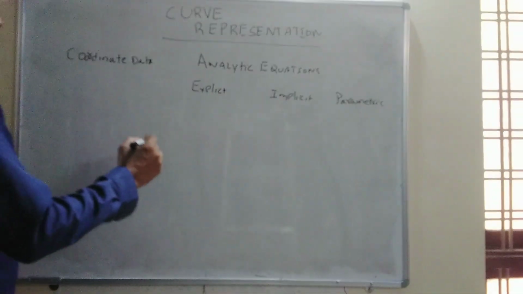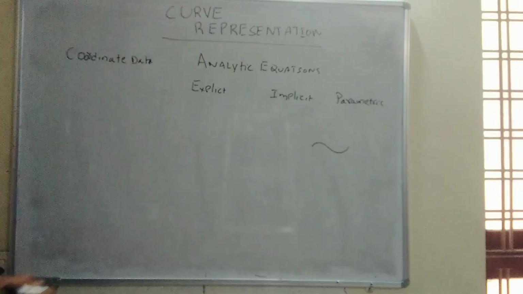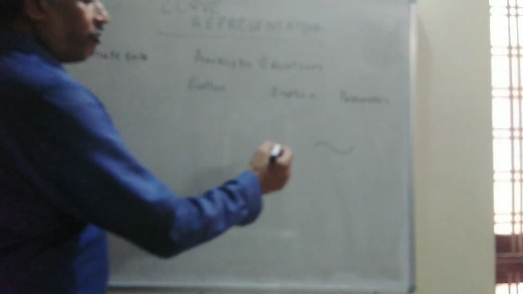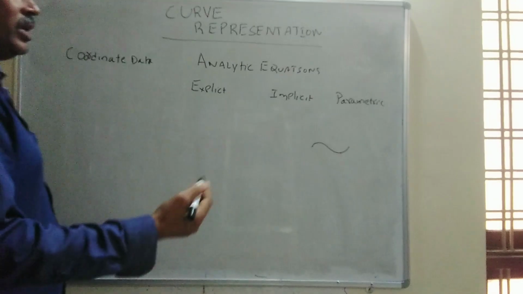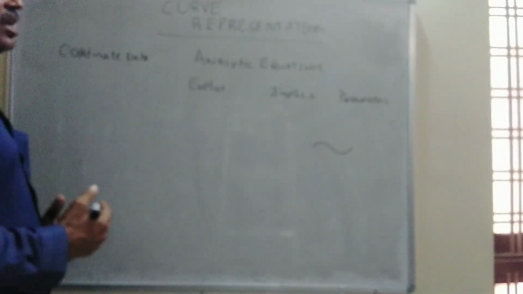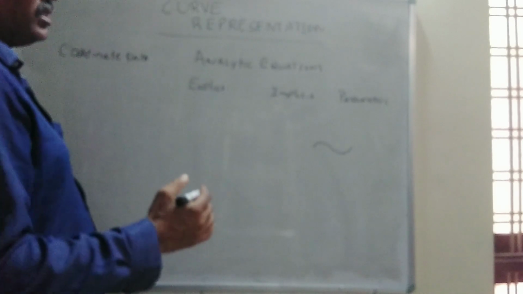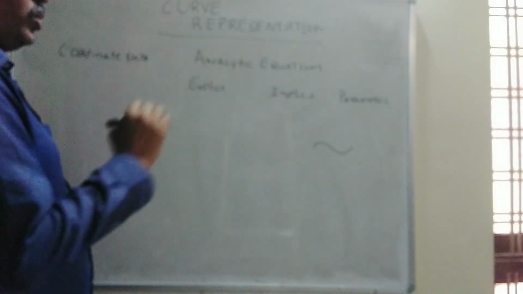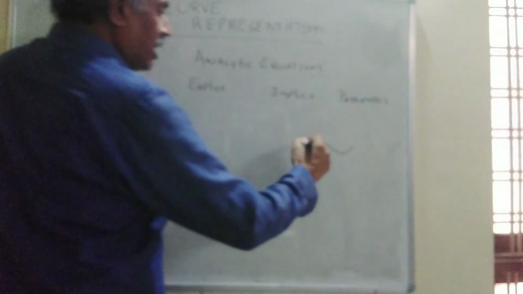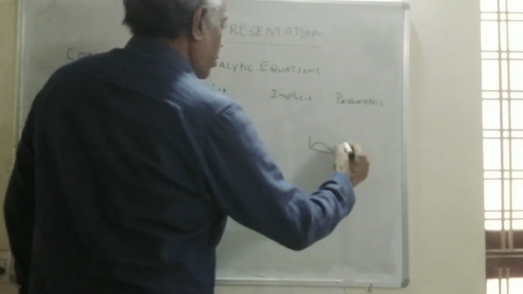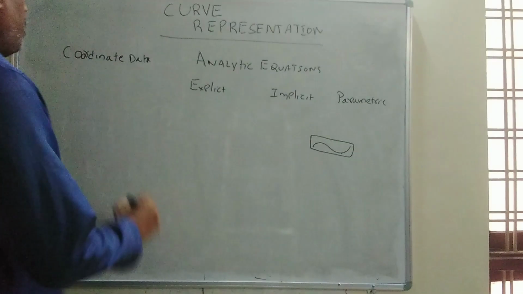Now, a curve in general, for example, this is a curve. This curve will be represented in computer graphics data by a number of coordinate data. Say this curve may contain 100 coordinates or 200 coordinates, whatever it is. You can store that data, and whenever you want to manipulate the graphics, you can use this data for transformation. But this is very difficult, and more storage is needed when you are using this type of coordinate data for curve representation.